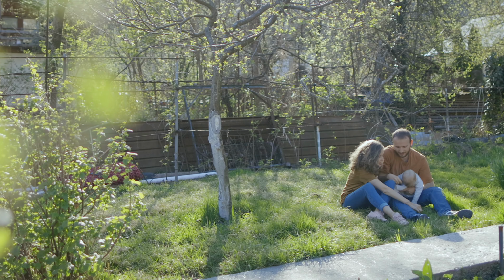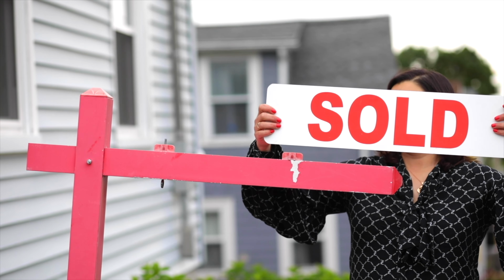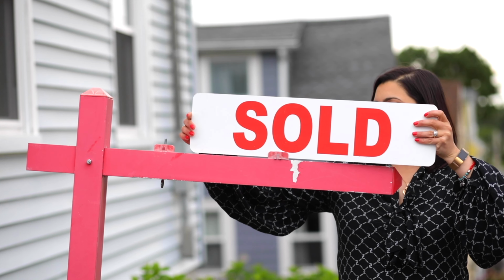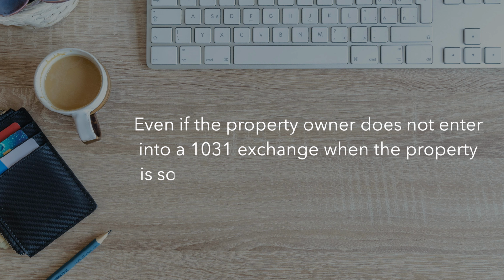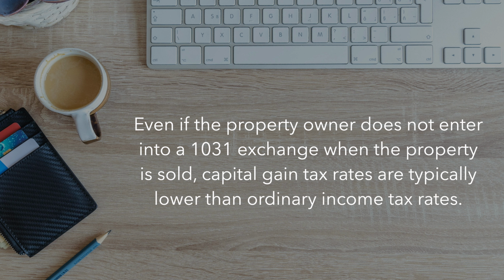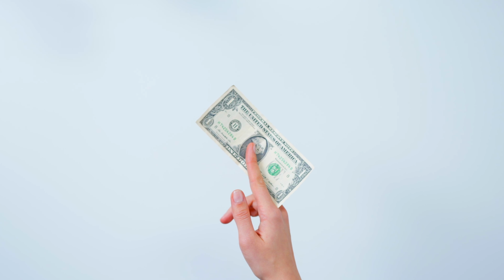Property is considered retired from service if you sell the property, abandon the property, or convert the property to personal use. Depreciation will reduce the property owner's basis in the property and will be subject to a recapture when the property is sold, unless the property owner enters into a 1031 exchange. However, even if the property owner does not enter into a 1031 exchange when the property is sold, capital gain tax rates are typically lower than ordinary income tax rates. In addition, the deferral during the ownership period has material benefits because of the time value of money.